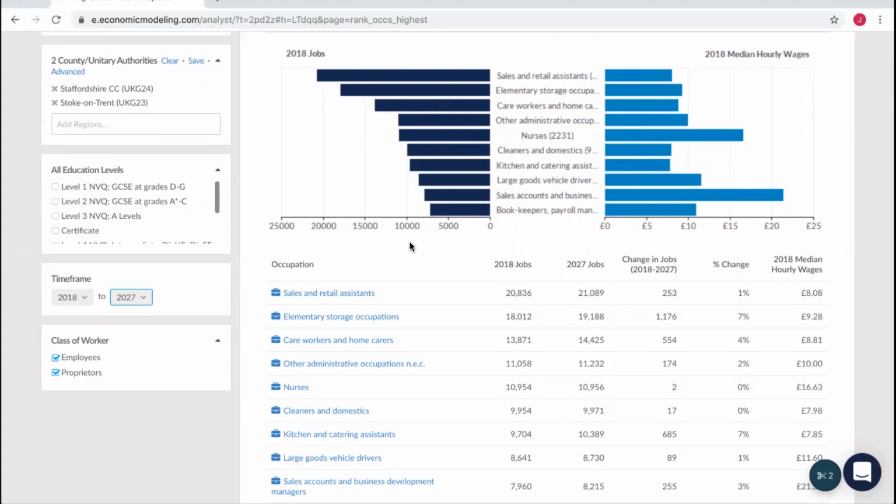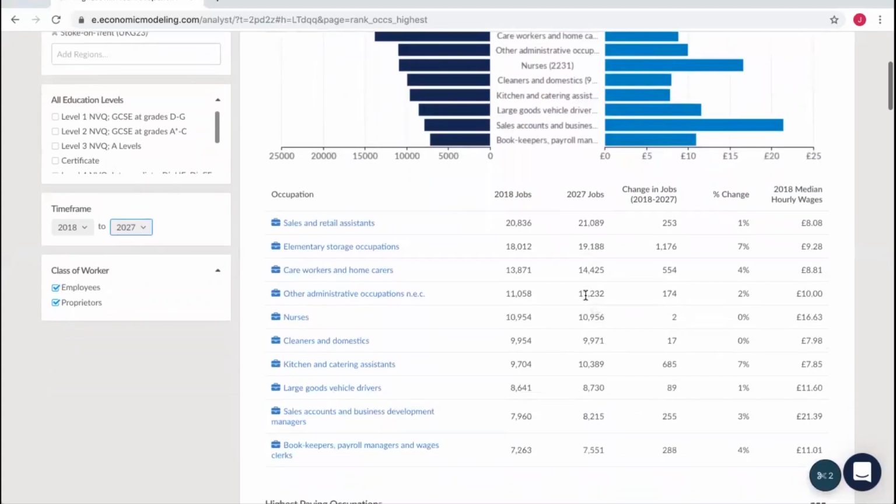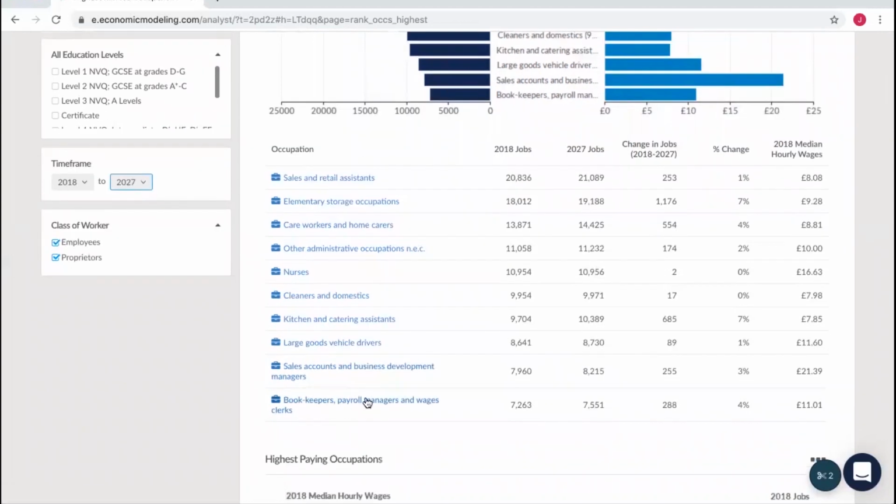Again, thinking about my point around automation before, those are certainly some of the highest risk occupations for automation. And we can see that there are still going to be lots of people employed in those occupations in 2027. Where my cursor's hovering, those are still employing significant numbers of people. The job growth, the change, is quite small percentage-wise, but the numbers of people employed are still significant. Other occupations on there are nurses, kitchen and catering assistants, and so on, with bookkeeping right down at the bottom.